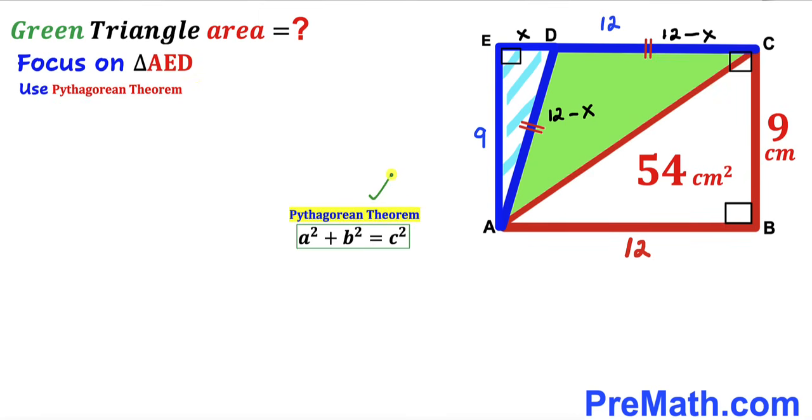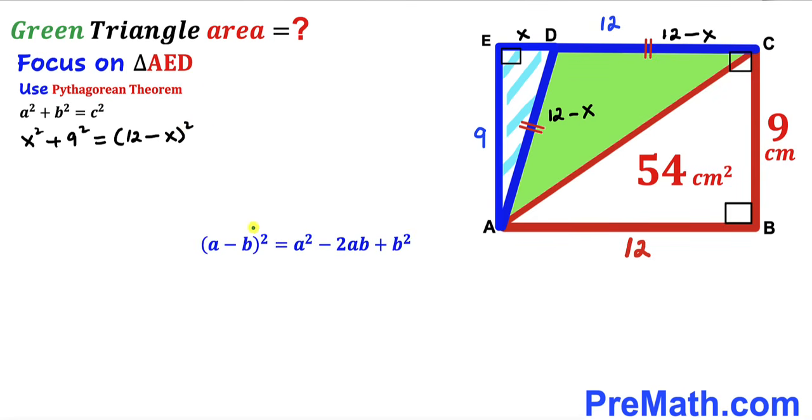And here's our Pythagorean theorem, a square plus b square equals c square. In our case, our hypotenuse is 12 minus x, whereas our two other legs are x and 9. Let's go ahead and fill in the blanks. So we are going to have x square plus 9 square equals 12 minus x whole square.